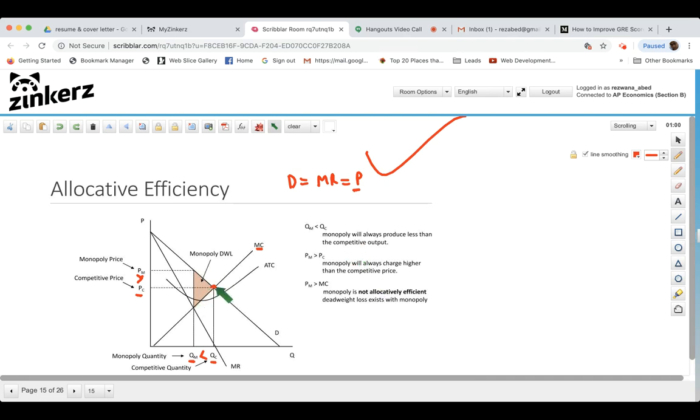So monopolists create deadweight loss, but of course with perfect competition you have no deadweight loss. Okay, so monopoly, deadweight loss, perfect competition, no deadweight loss. Welfare is maximum. So with perfect competition, consumer surplus would be all of this triangle, producer surplus would be all of this, but with monopoly you're just losing out on this triangle.